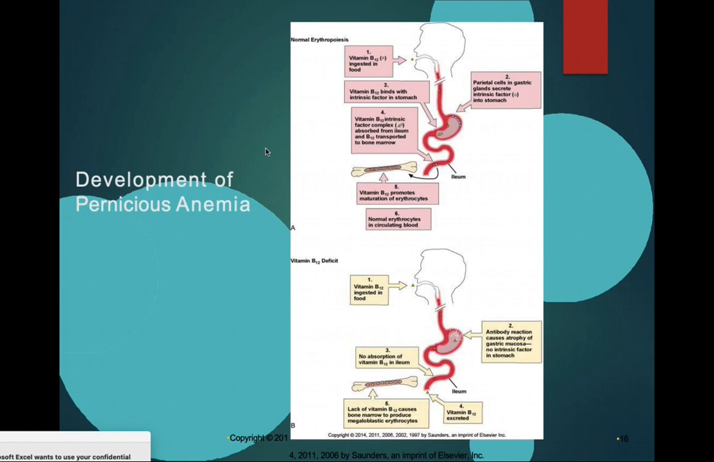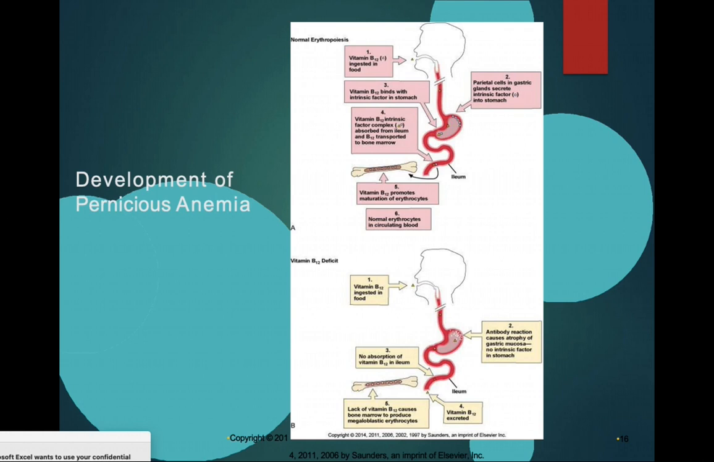So here we can see on the top the vitamin B12 is ingested by food. Then we look at number 2, where we see parietal cells in the gastric glands that secrete the intrinsic factor, which allows the vitamin B12 to bind with intrinsic factor in the stomach. Then there are these complexes that are formed. We can transport the B12 into the ileum.